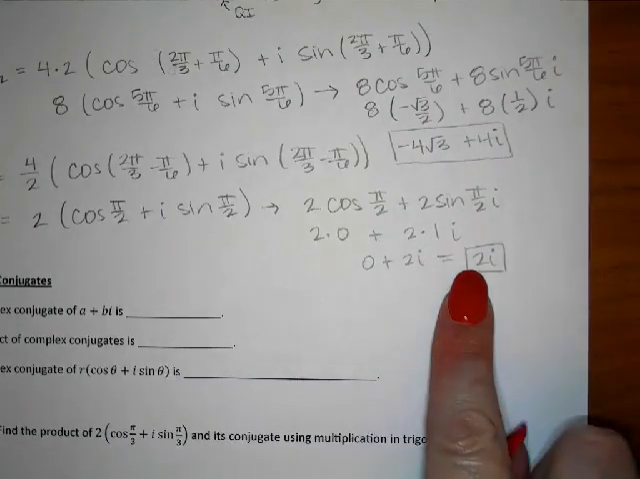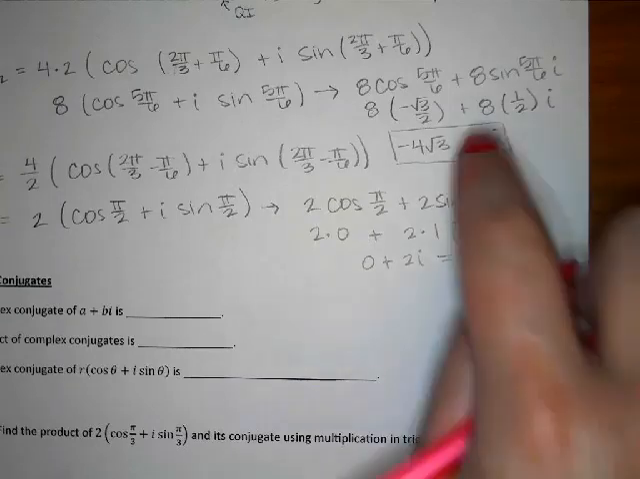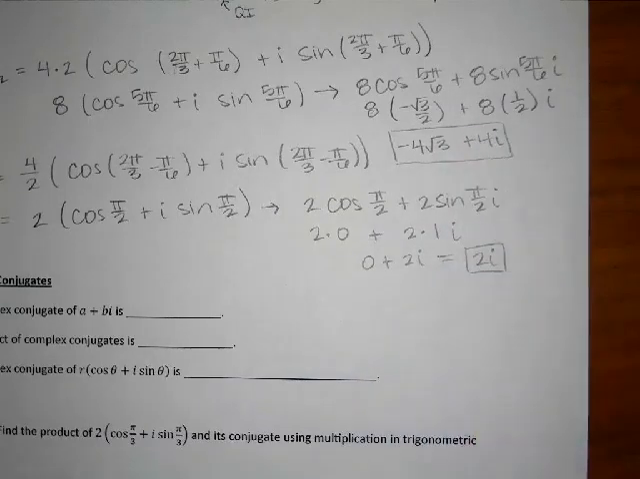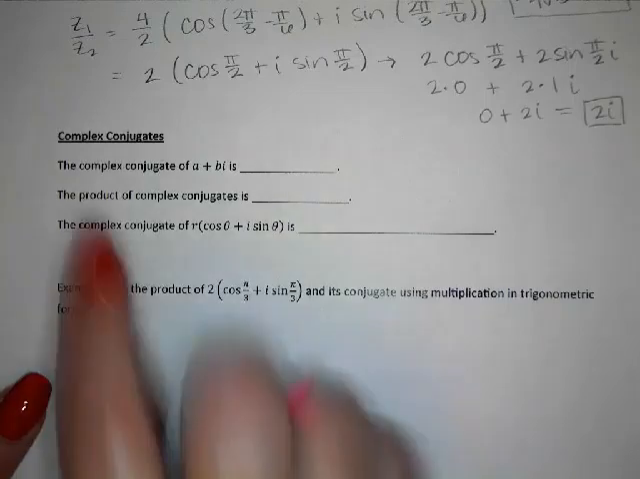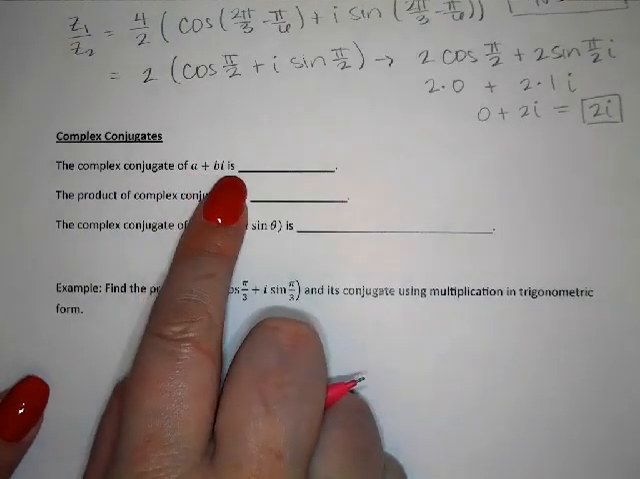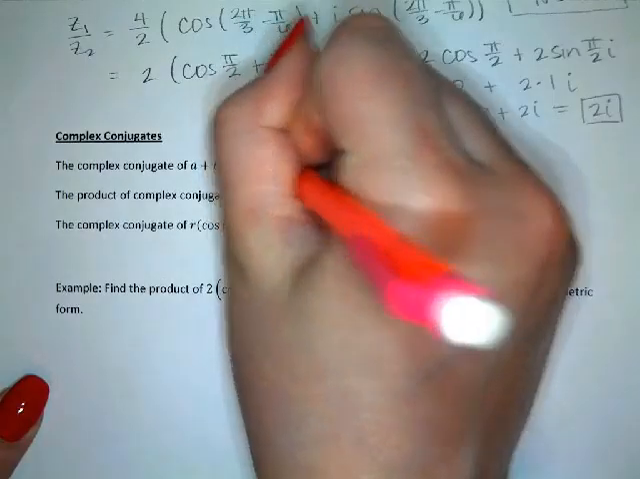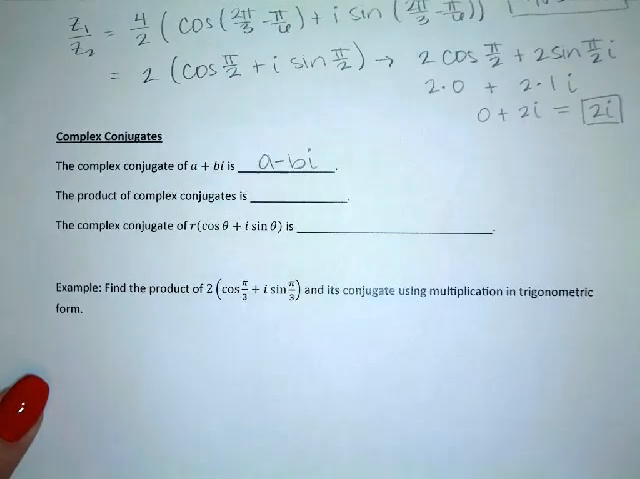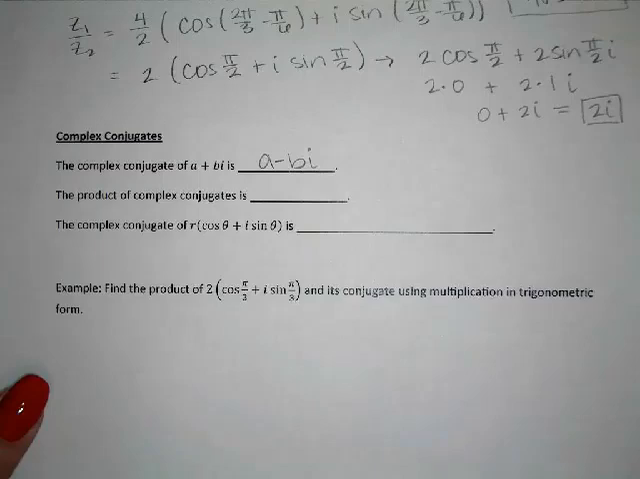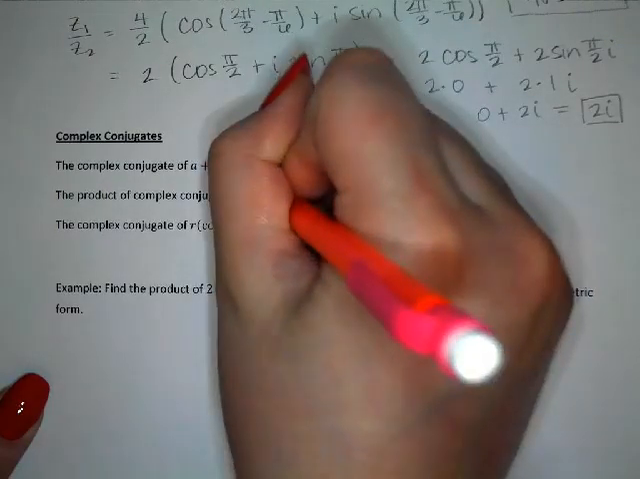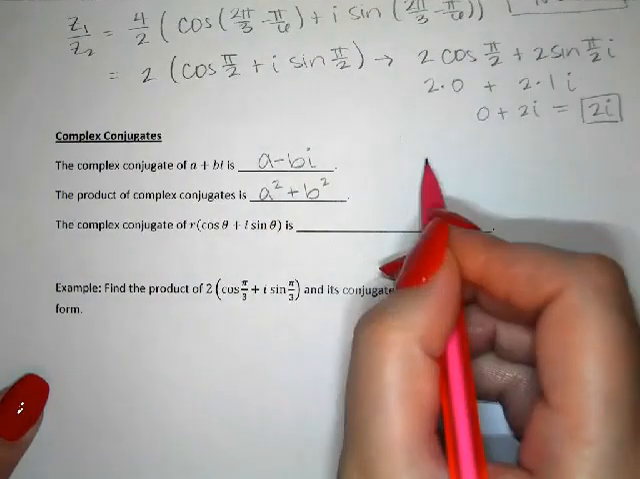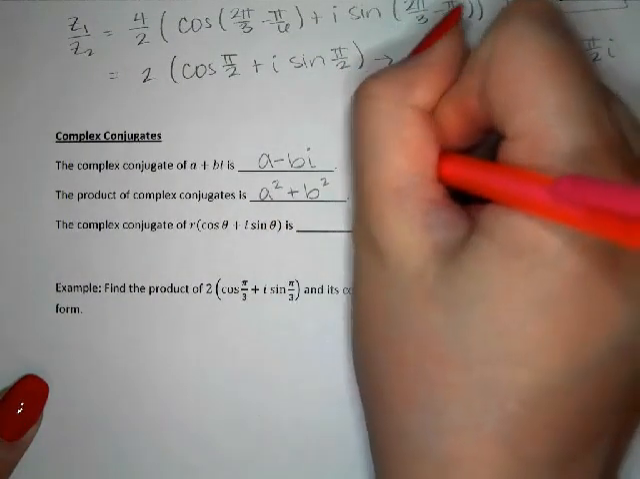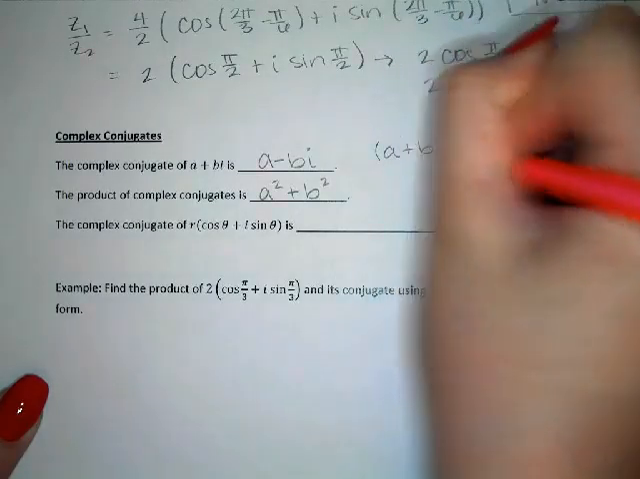All right. And then last in the notes, we want to talk about complex conjugates. So the complex conjugate of a plus bi is a minus bi. The product of the complex conjugates is a squared plus b squared. And I'm going to go ahead and show you the work for that over here off to the side. So if I did a plus bi times a minus bi, if I multiply the complex number by the complex conjugate, I have to FOIL these out.